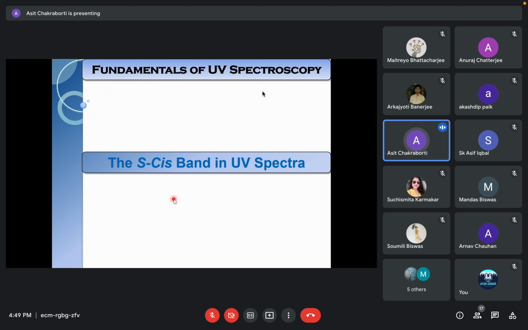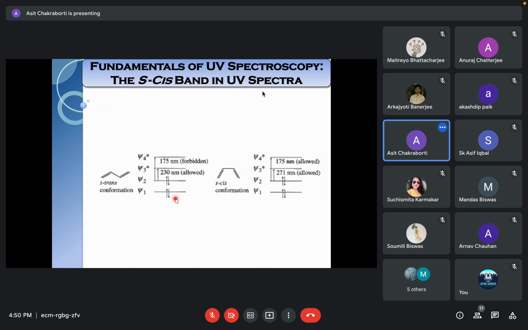Was the S-cis band told to you, yes or no? Sir, we have not heard the term. All right, fine. So why is it called the S-cis band? You come to a simple diene. Butadiene can be in this form or in this form.